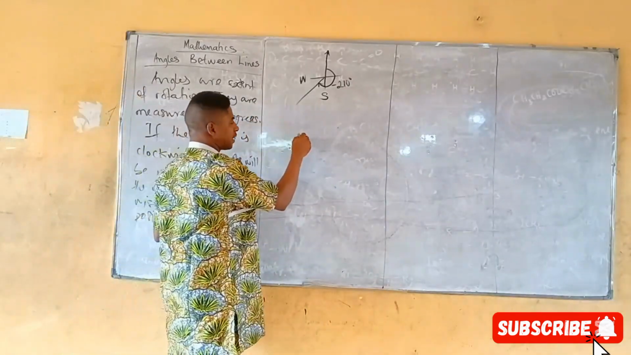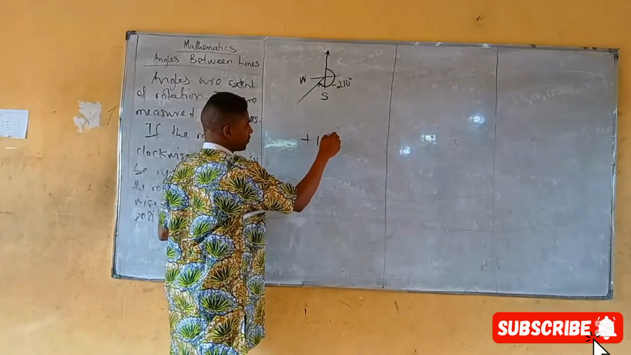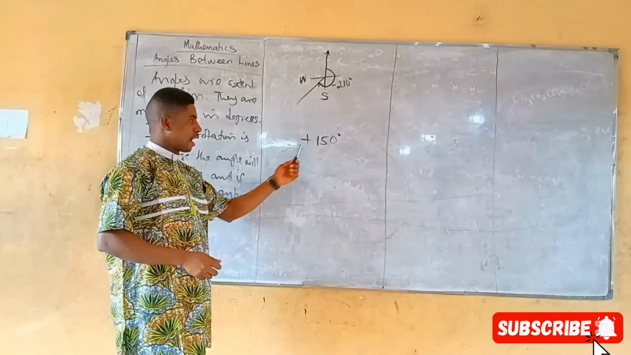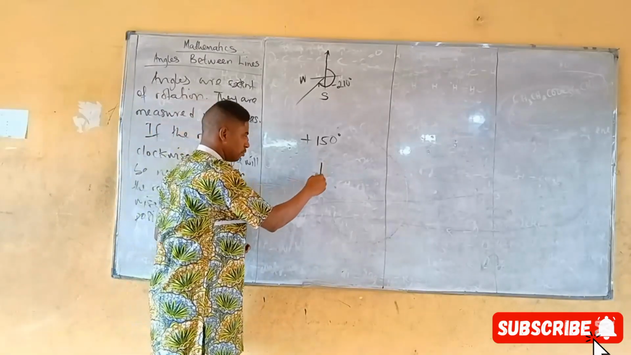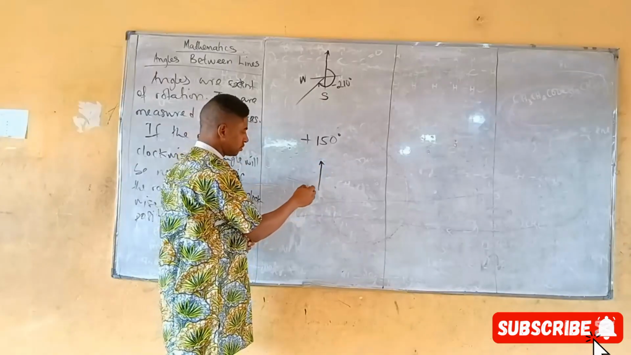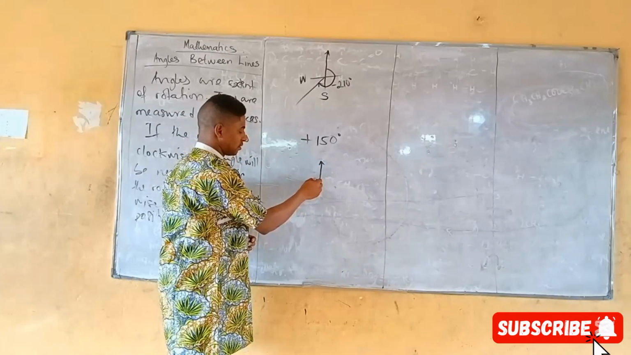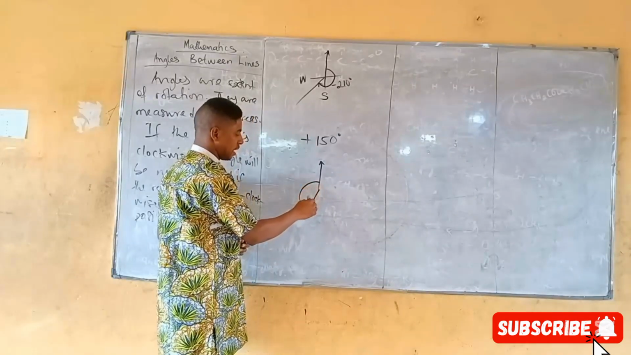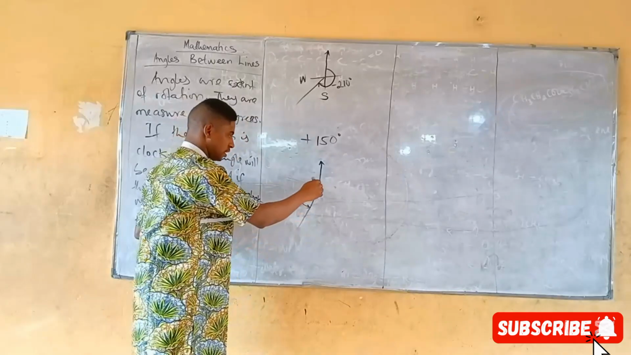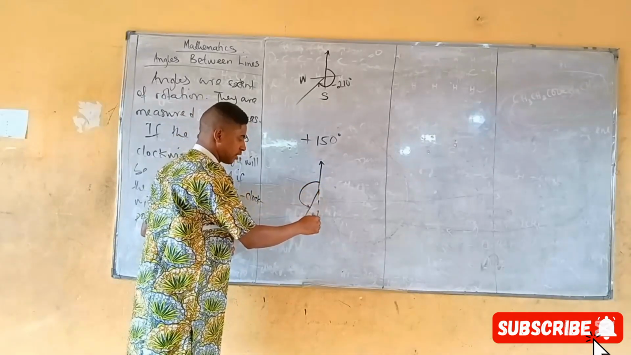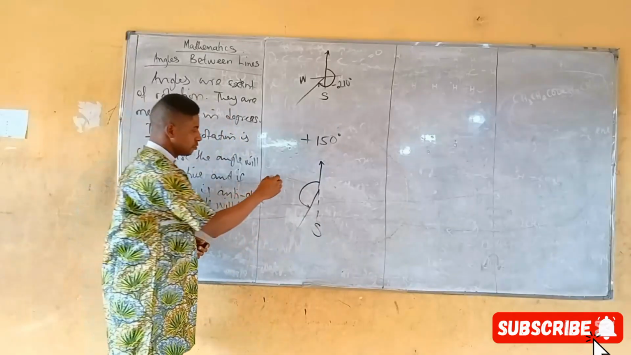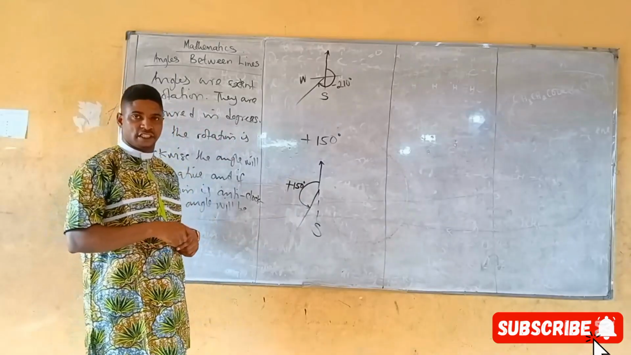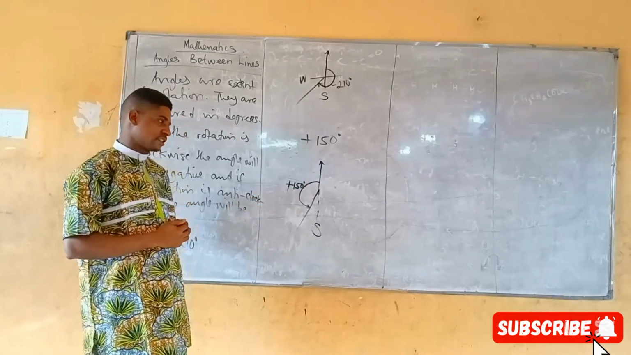But an angle like plus 150 degrees is anti-clockwise. Why? It's a positive angle. It will move from the north anti-clockwise through 150 degrees. It will not get to the south. This is plus 150 degrees.